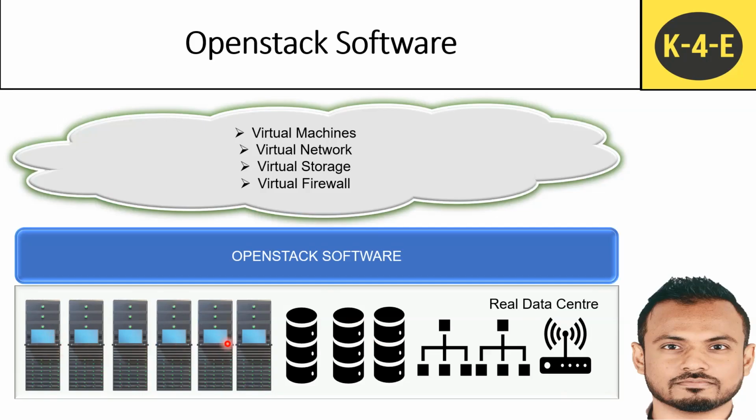These are the real servers, real storage units, real networking, real switches, then your real data routers. So these are the physical devices present in any data center. So if you have this open data center with yourself, meaning you are the owner of this data center, then on top of it you deploy your OpenStack software. This OpenStack, you are installing on top of your physical servers.